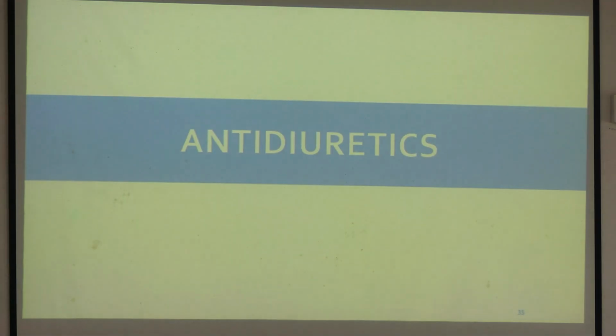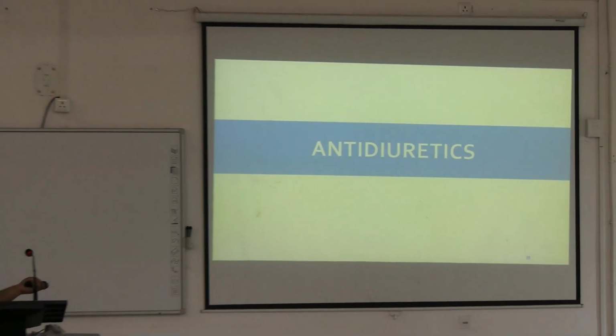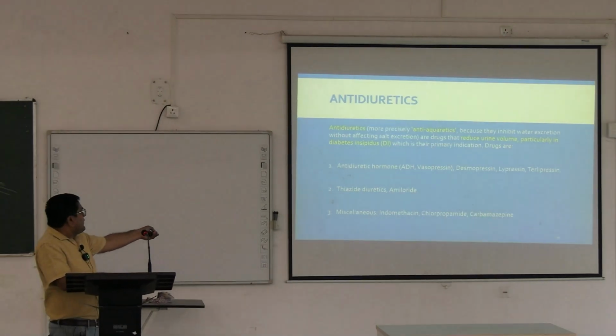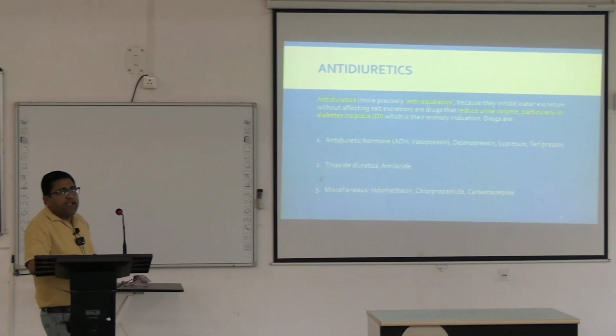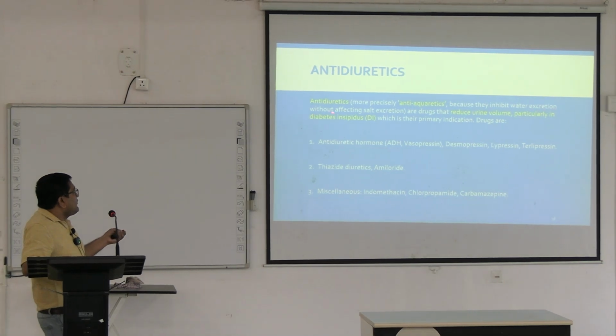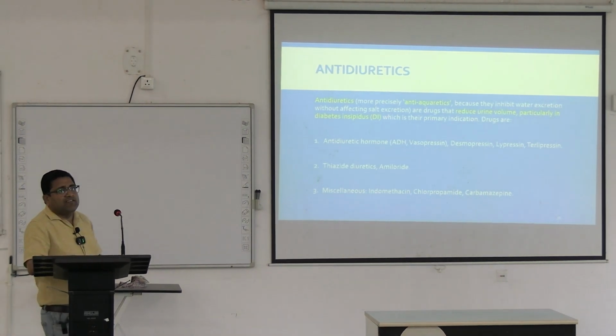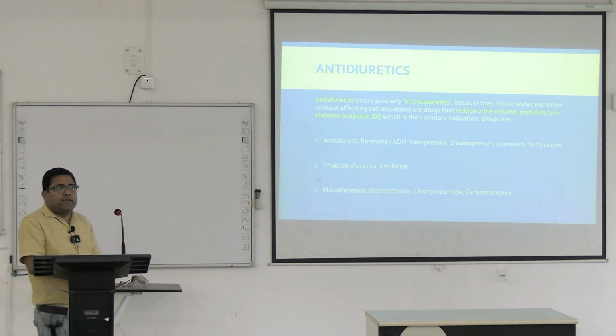Efficacy is low. Coming to the last group, antidiuretics. As the name suggests, its action is opposite to diuretics. It decreases the volume of urine. Now antidiuretics, more precisely anti-aquaretics, because they inhibit water excretion without affecting salt excretion, are drugs that reduce urine volume, particularly in diabetes insipidus.